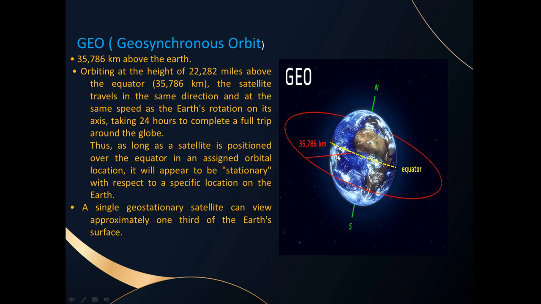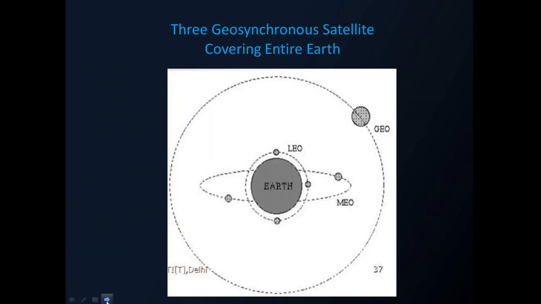Thus, as long as a satellite is positioned over the equator in an assigned orbital location, it will appear to be stationary with respect to a specific location on the Earth. A single stationary, that is geostationary satellite can view approximately one-third of the Earth's surface. This is the diagram for three geosynchronous satellites, showing how they cover the entire Earth.